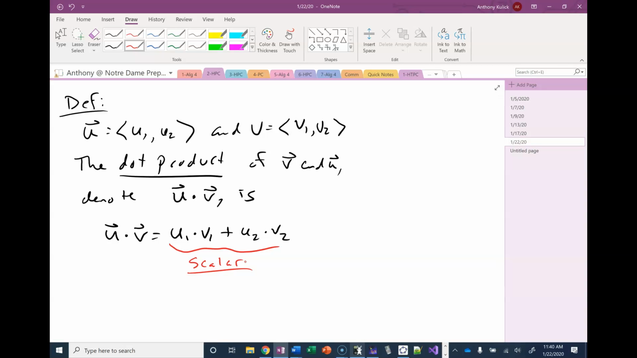Last year in your algebra course, do you remember that when we talked about matrices, most of the time when we do an operation on two matrices, we get another matrix back, right? There was one operation, though, that gave us a real number back. Do you remember what that was? It was the determinant. Remember, the determinant of a matrix is a real number, not a matrix. Similar thing going on here. The dot product of these two vectors is a real number, not a vector.